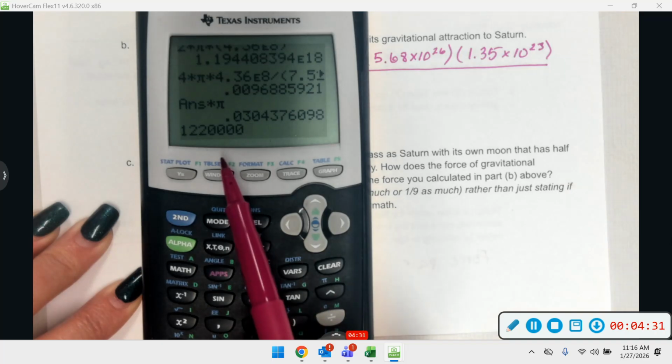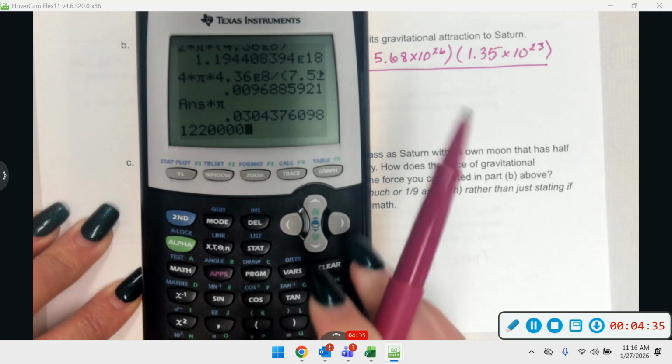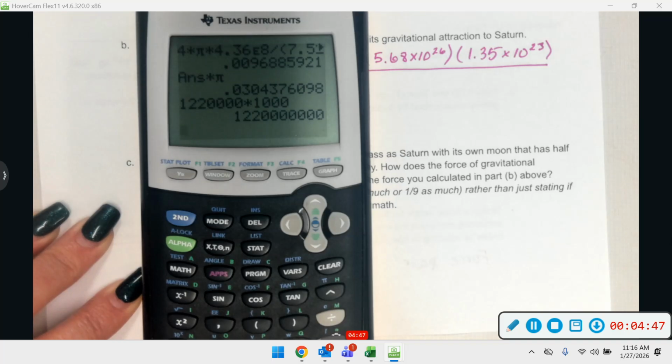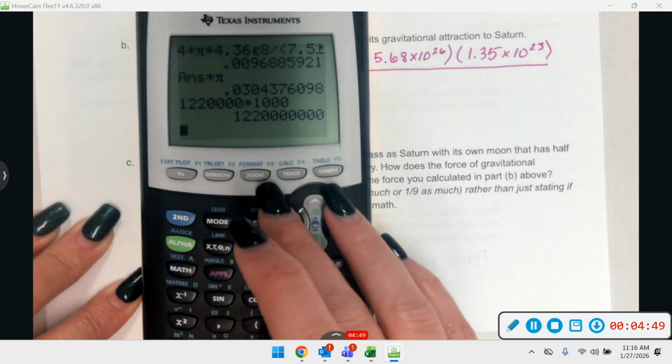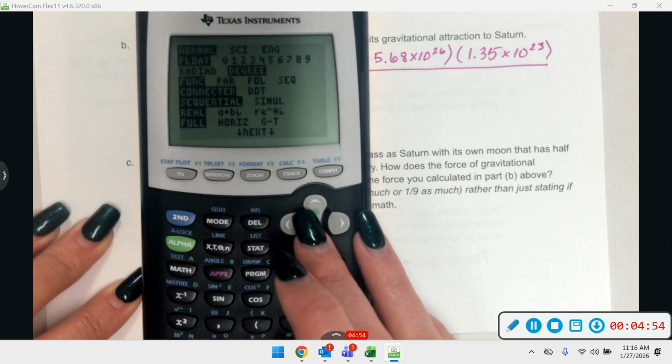Okay, that should be 1.22 million, 3 zeros, 3 digits, and then the 1. So that's 1.22 million. There are 1,000 meters in a kilometer, so I need to multiply this number by 1,000. And that's the value that we want. And we can leave it like that, or if we want, we can get this into scientific notation. I think you can force the calculator to do it.